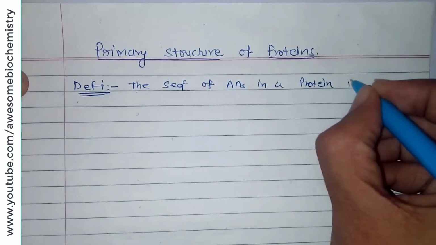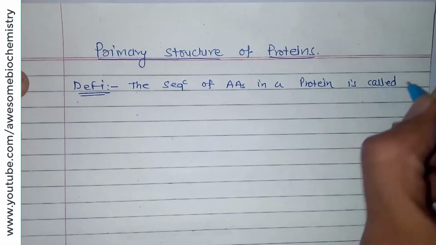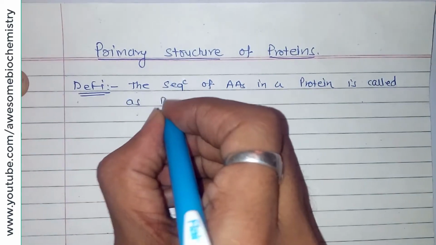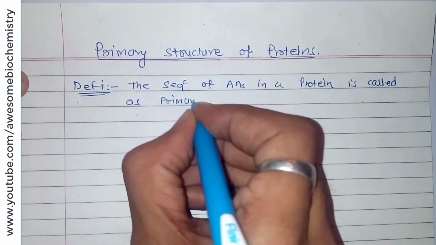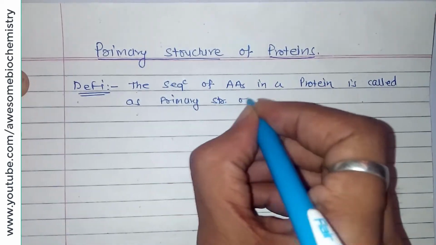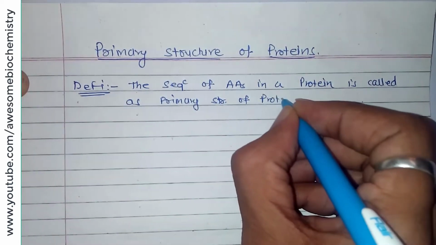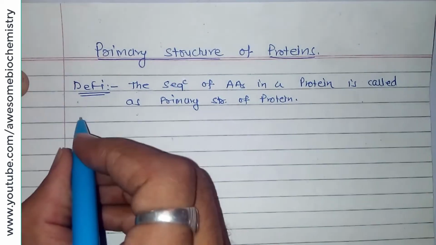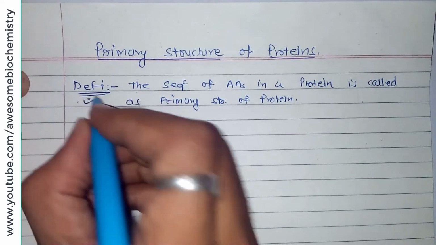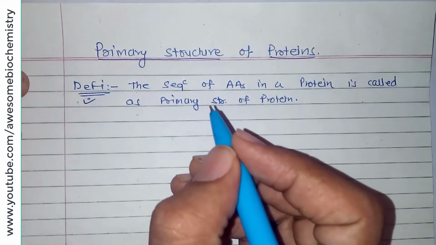The sequence of amino acids in a protein is called the primary structure of protein, right? Now, in biological science, why do we need to study this sequence of amino acids?